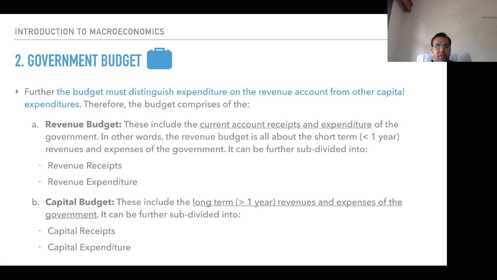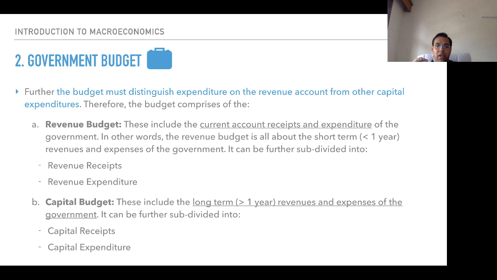What we are trying to say in this specific sense is that all the revenues and all the expenditures are categorized into 2 types. The first is revenue in nature and the second is capital in nature. The budget must distinguish expenditure on the revenue account from other capital expenditures and from the capital account. So the budget comprises of what? Revenue budget and capital budget.